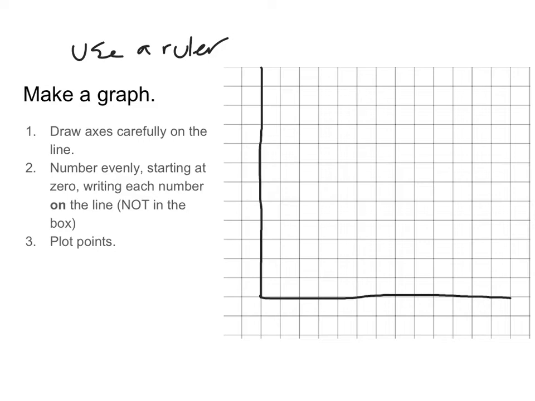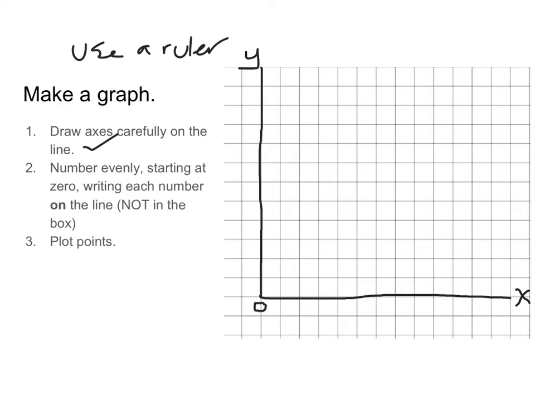Okay, and then label which one is x and y. We remember that the x is always the horizontal, and the y is always the vertical. Great, we did the first one. Next, we need to number evenly, starting at 0 and writing each number on the line, not in the box. I always start with x for some reason, I'm not sure why. So that very first spot, the one that's directly underneath the y axis, is going to be 0.